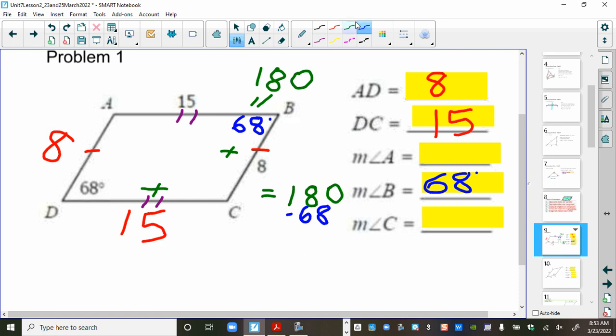So what is 180 minus 68? Exactly. So angle C is 112. That means angle A is also how many degrees? Angle C is 112, then angle A is also 112.